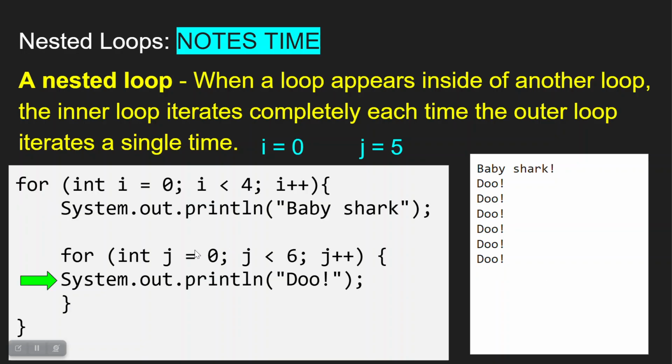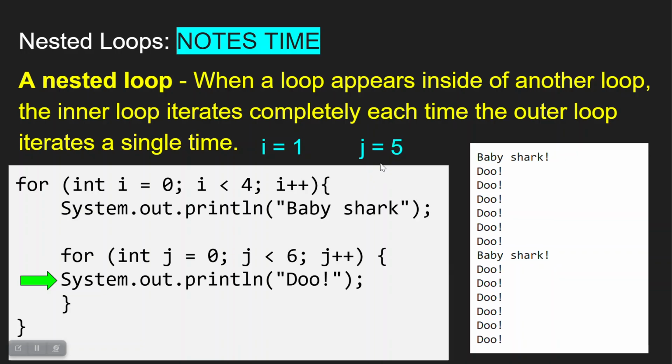So every time our outer loop prints Baby Shark, our inner loop is going to print do 6 times. So we've got Baby Shark, do, do, do, do, do, do. And then we go back to our outer loop again. When i goes up to 1, we go back to here, and then we hit our inner loop, and j resets to be 0. So again, once again, do, do, do, do, do, do.